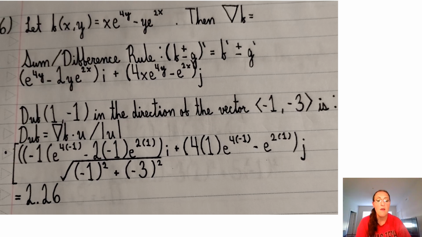D_u f equals the gradient of f times u divided by the absolute value of u. So negative 1 times e to the 4 times 1 minus 2 times 1 e to the 2 times 1 i plus 4 times 1 e to the 4 times negative 1 minus e to the 2 times 1 j, all divided by the square root of negative 1 squared plus negative 3 squared, which gives us 2.26.